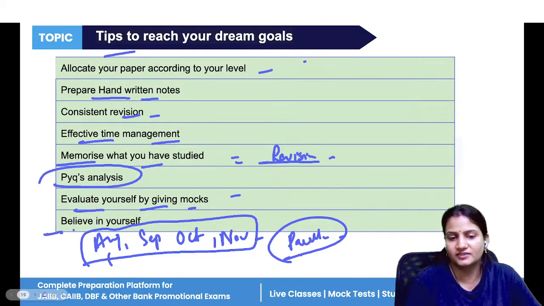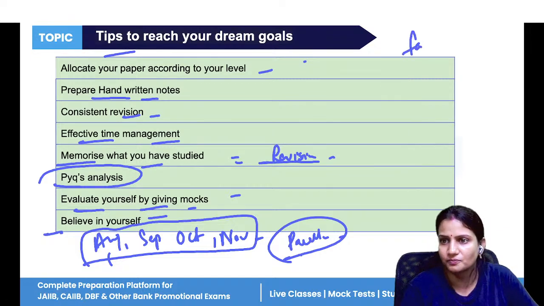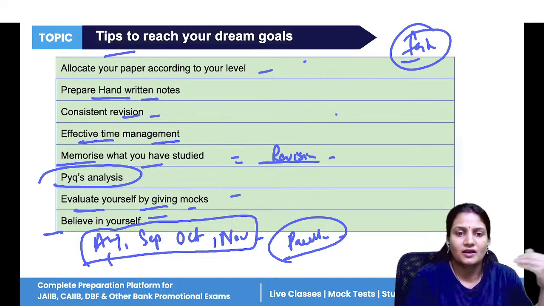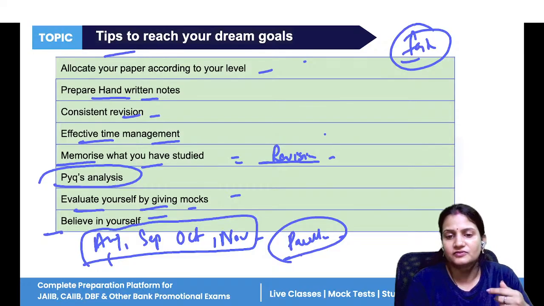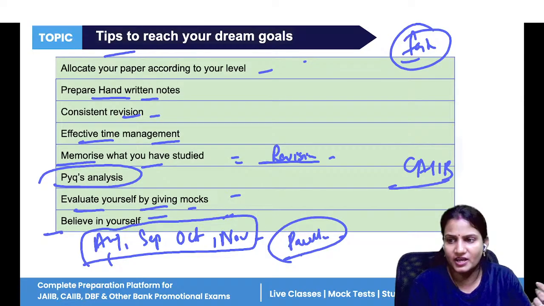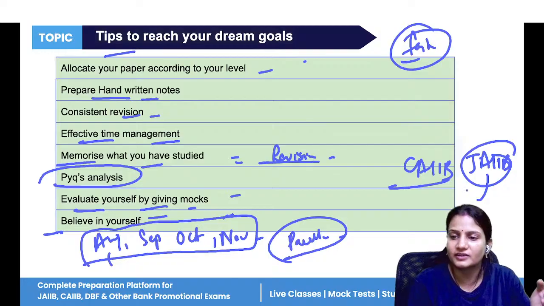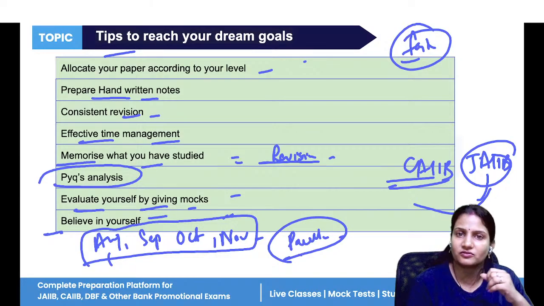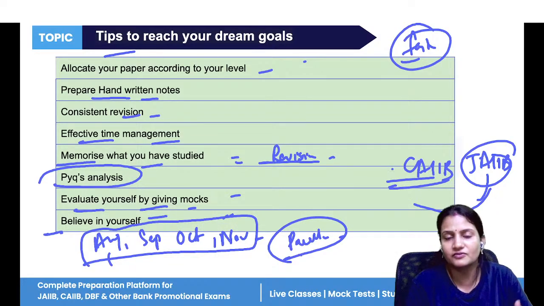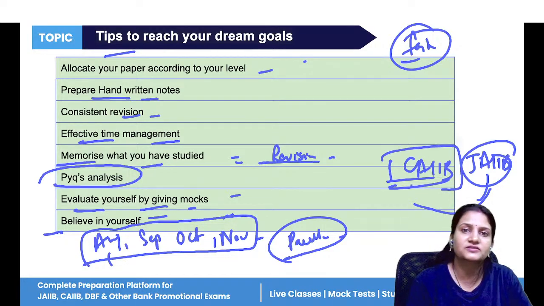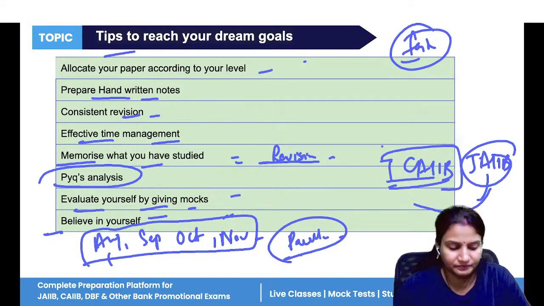And last is to believe in yourself. Have faith in yourself. If you have faith in yourself, then definitely you will clear this paper as well, the whole CAIIB exam as well. You have cleared your JAIIB, so certainly you will clear your CAIIB if you have a positive attitude, if you trust yourself, if you do consistent practice, and if you complete your syllabus within time.